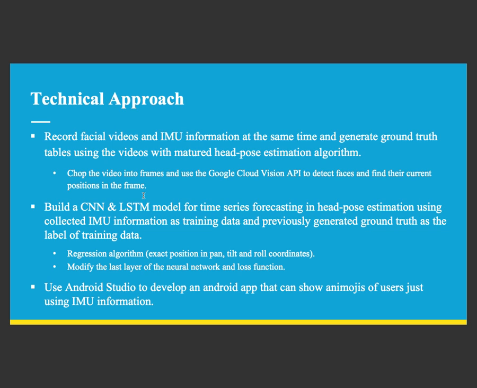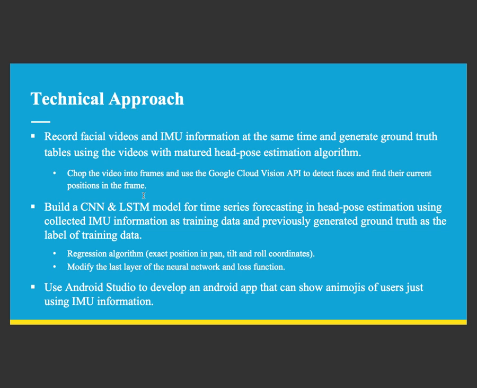And we first chopped the video into frames, almost 3 milliseconds per frame, and used the Google Vision API to detect faces and find the head positions in the frame. And we need to build a CNN and LSTM model for time series forecasting using the collected IMU information as the training data, and also use the previously generated ground truths as the labels of the training data.